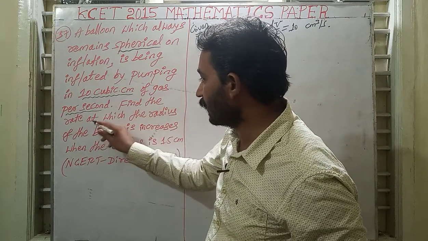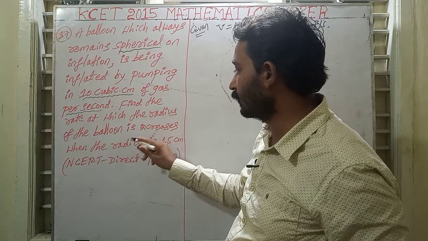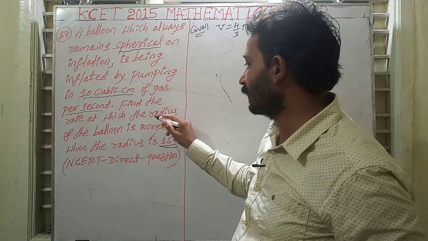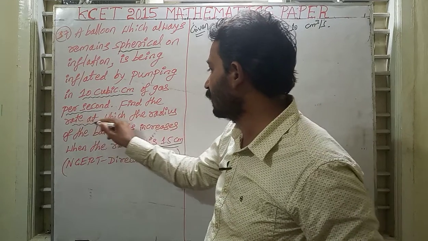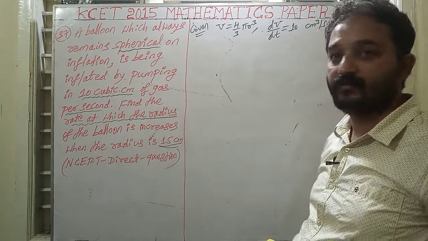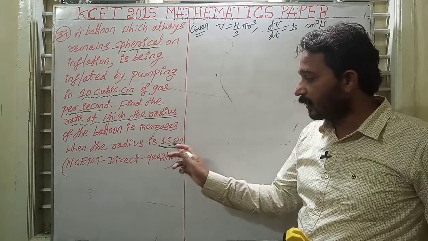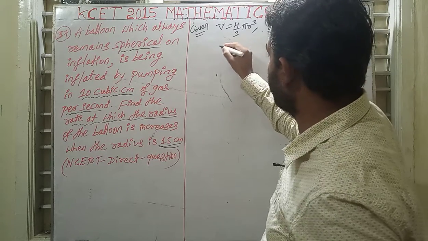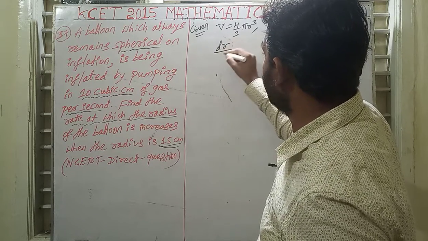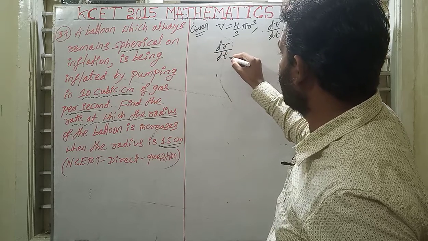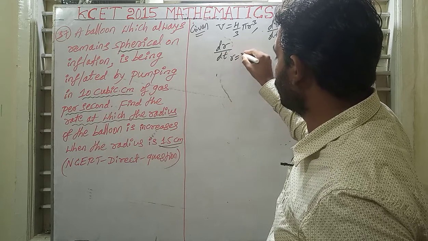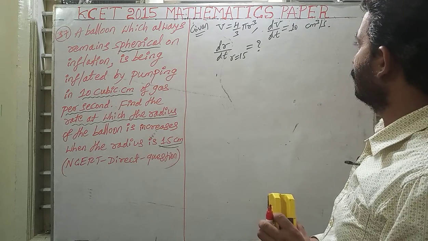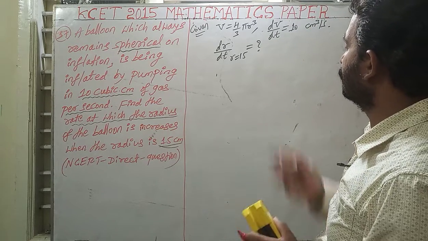Find the rate at which the radius of the balloon is increasing when the radius is 15 centimeters. We have to find the rate of change of radius. So this is the given find-out fact: dr by dt at r equal to 15 centimeters is question mark. So now let us start with this question using the two conditions.